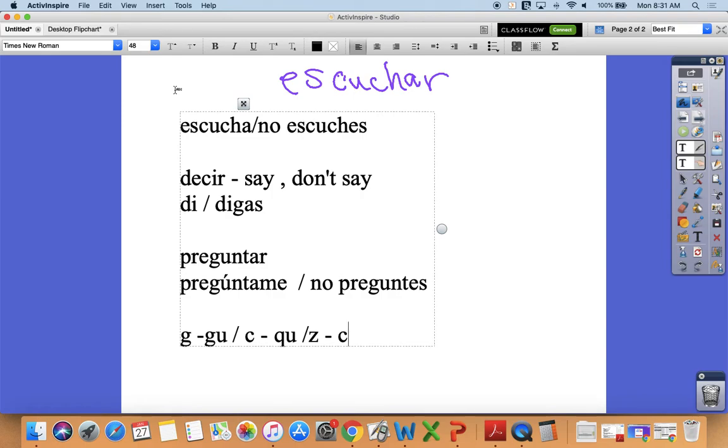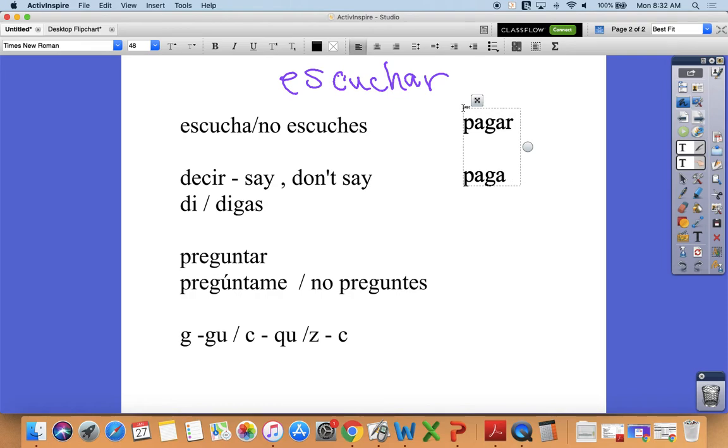Oh, you know what? The next one let's do pagar. Let's do this together. What's the affirmative command of pagar?